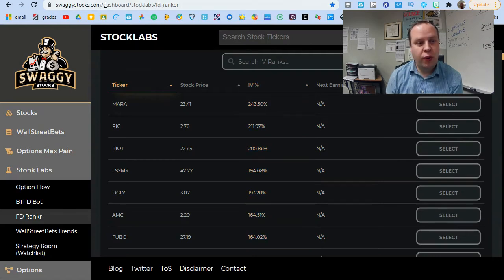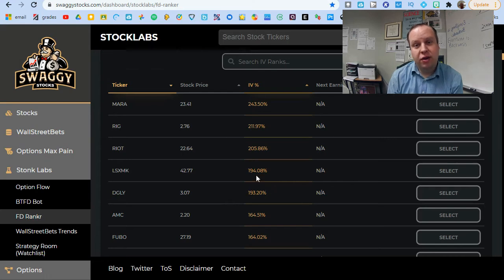One resource that I've been using to find high implied volatility that might receive higher premiums in general is swaggystocks.com. Swaggy Stocks shows different ticker symbols with very high implied volatility. We're looking at 243%, which is a big range. Now remember, that is for the year. So if you're selling a weekly, it may not necessarily get that low or that high. But this is a good starting point that I look at for possible positions that I might sell cash secured puts on.